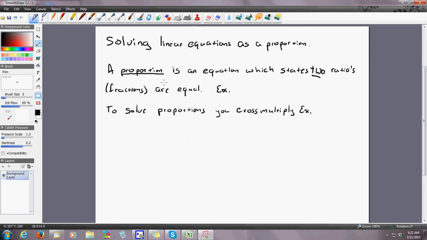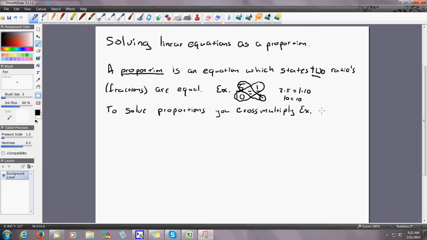which states two ratios, which are fractions, are equal. For example, we know that 5 out of 10 is equal to 1/2. And to solve proportions, we cross multiply, and I'm going to use my 5 over 10 over 1/2 as an example. If I multiply 2 times 5, it should equal 1 times 10. And sure enough, 10 equals 10, and that's it.